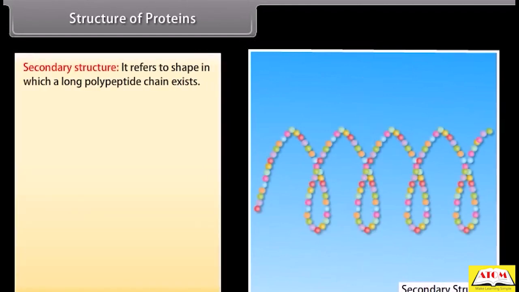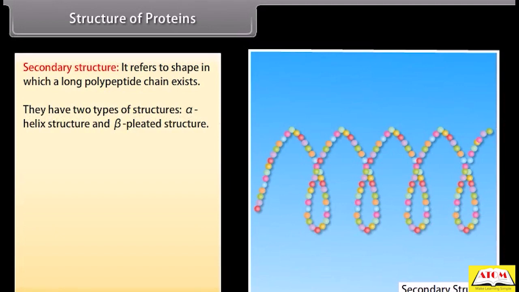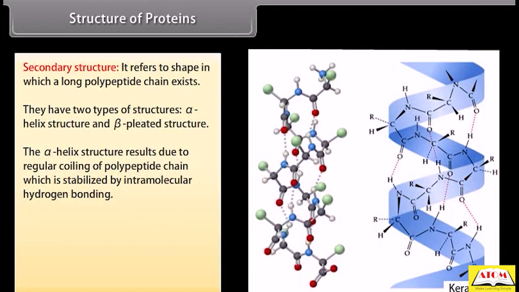Secondary structure. It refers to shape in which a long polypeptide chain exists. They have two types of structures: alpha helix structure and beta pleated structure. The alpha helix structure results due to regular coiling of polypeptide chain, which is stabilized by intramolecular hydrogen bonding.